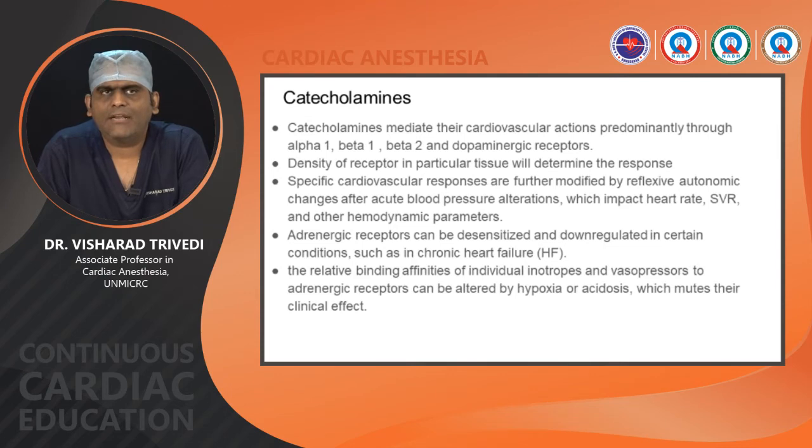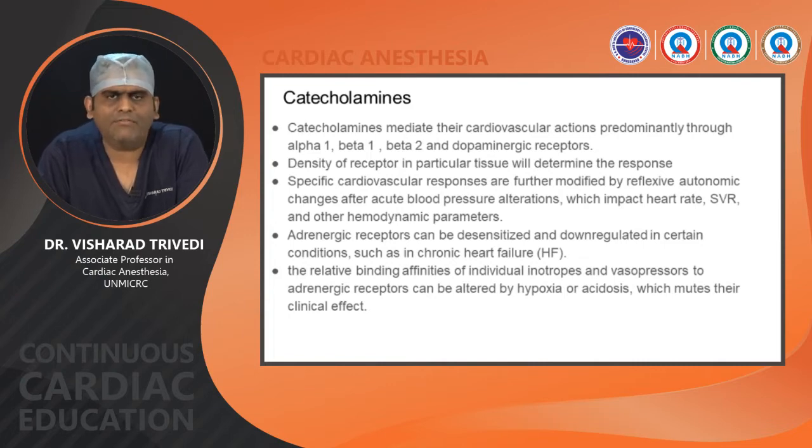So first is catecholamines. Catecholamines mainly mediate their actions through various receptors like beta 1, beta 2, alpha 1 and dopaminergic receptors. So the drugs which we are going to see in the next part are all mediated through these receptors. The density of each receptor in a particular tissue is very helpful in determining the response of the inotropes on that particular tissue. Specific cardiovascular responses are further modified by reflex autonomic changes after acute blood pressure alterations, which impact the heart rate, SVR and other hemodynamic parameters.